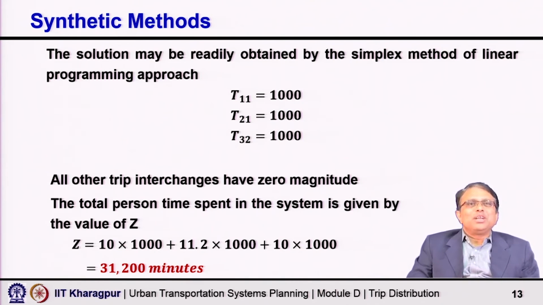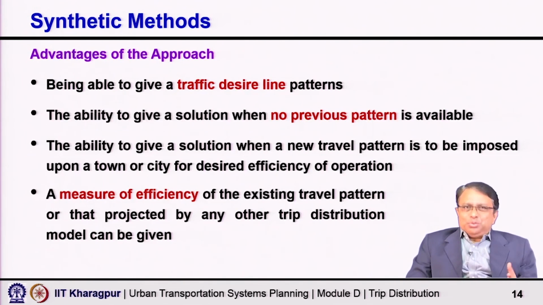So, in that case you find the total travel time spent also. Once you know the trip matrix, the trip distribution values T11, T21, T32, and you know already the corresponding travel times, you can find out, if this is the distribution, what will be my aggregate travel time for all the people who will be traveling, and that is what is calculated here, 31,200 minutes. So, with this, let us talk about the advantages.